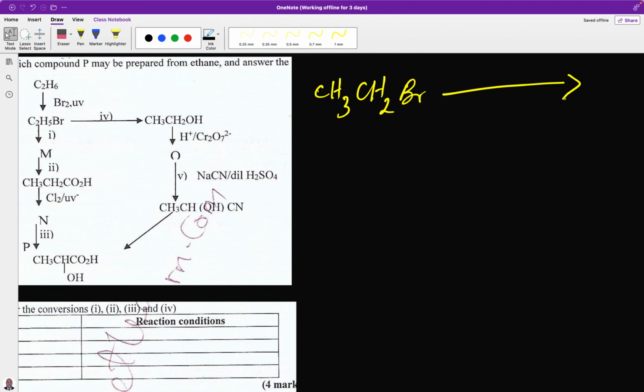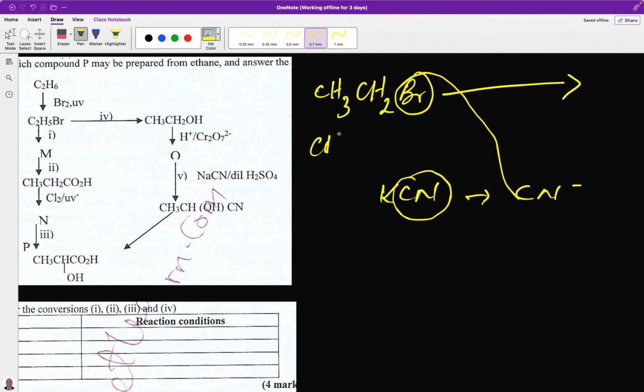By doing that, we react potassium cyanide in ethanol. We call it an ethanolic solution of potassium cyanide, because potassium cyanide is very toxic. When we react potassium cyanide in ethanol, cyanide is going to be released, and this is going to act as a nucleophile. This nucleophile will come here to substitute the bromine, and we will have CH3CH2CN. Now we have 3 carbon atoms. Then we can hydrolyze this.